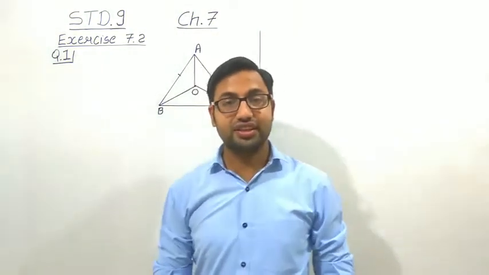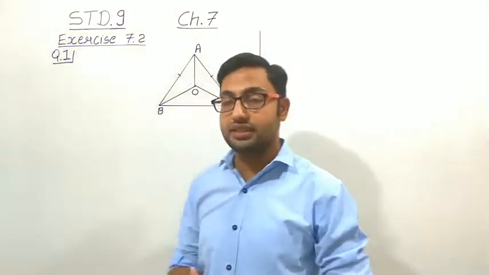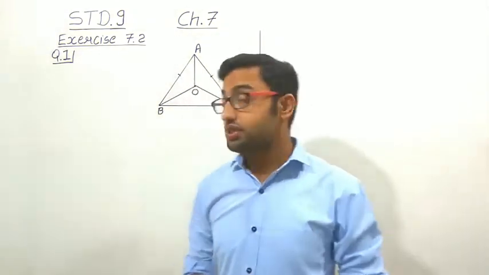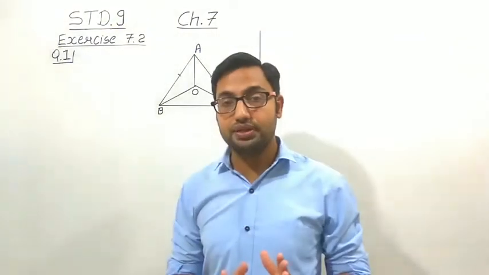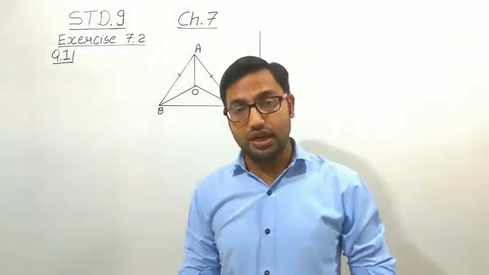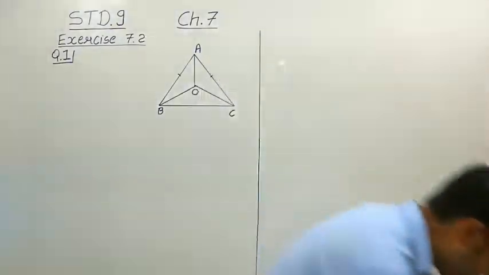Hello students, today let us continue the exercise 7.2. The question number 1. This is the topic of standard 9, chapter number 7, triangles. Okay, so what is the question?